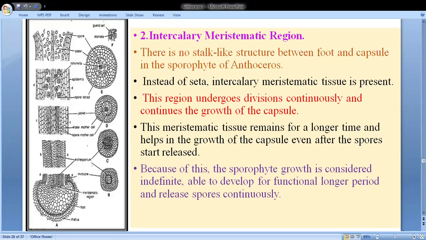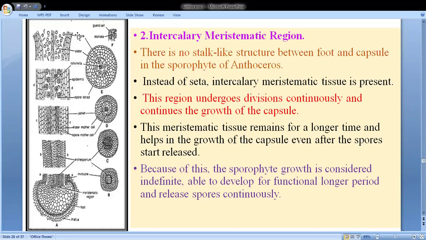This region shows divisions continuously and continuous growth of the capsule. See here, the meristematic region undergoes divisions continuously and continues the growth of the capsule. This meristematic tissue remains for a longer time and helps in the growth of the capsule even after the spores start to be released. Because of this, the sporophyte growth is considered indefinite. So it is able to develop for a functional longer period and release the spores continuously.